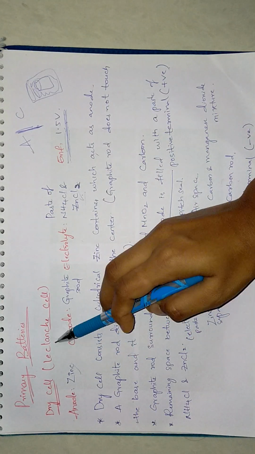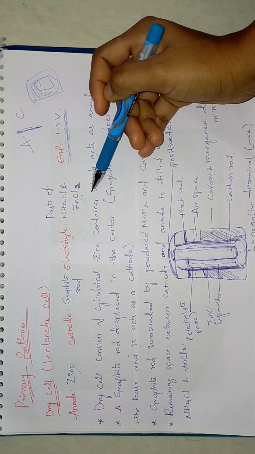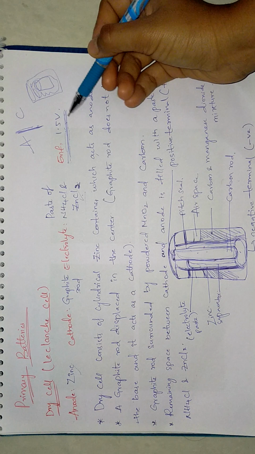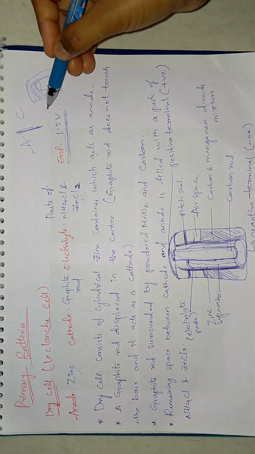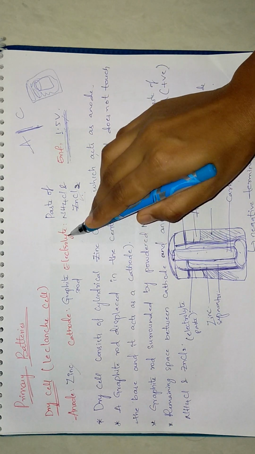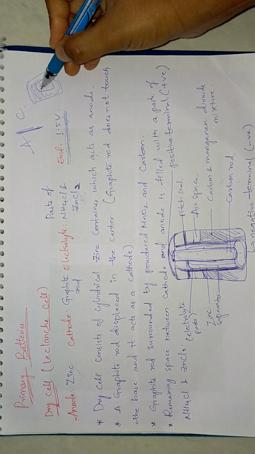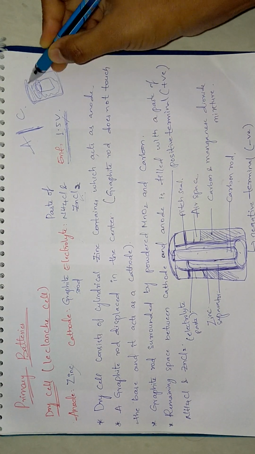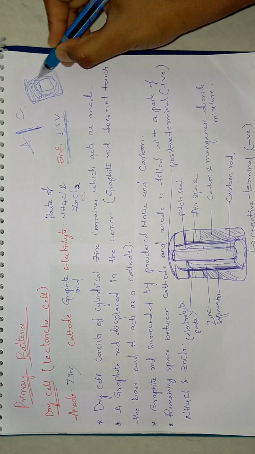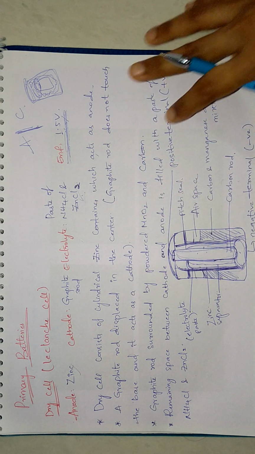So here the anode is zinc, the cathode is a graphite rod, the electrolyte is a paste of NH4Cl and ZnCl2, and the maximum EMF it will produce is 1.5 volts. Also remember where we will place the electrolyte: between the anode and cathode. If it is the anode and the outer layer is the cathode, we will place the electrolyte inside them, in the space between them.